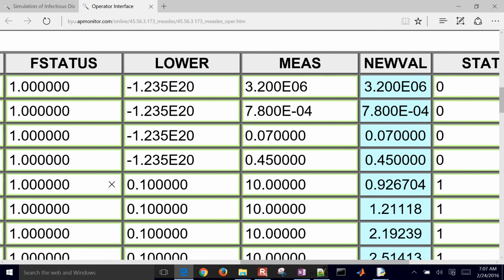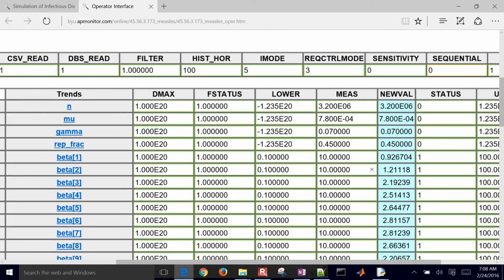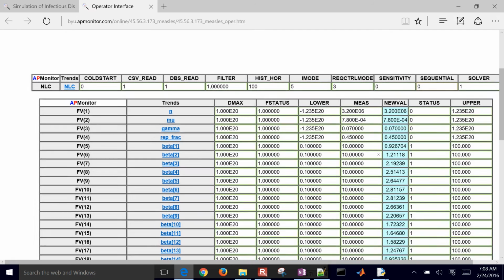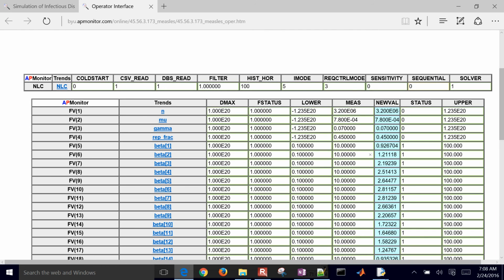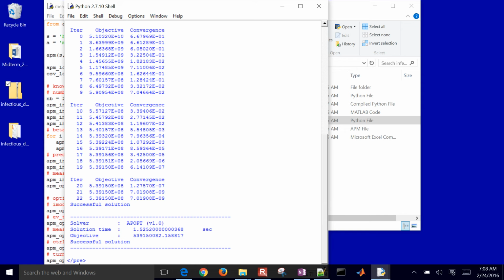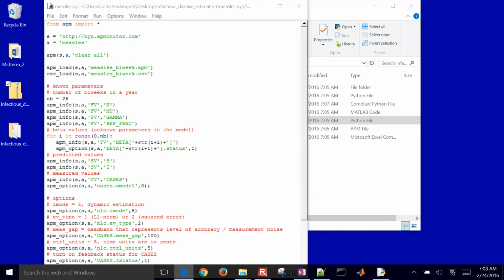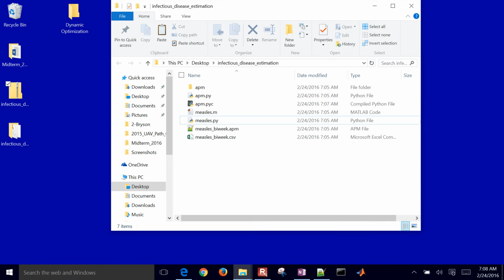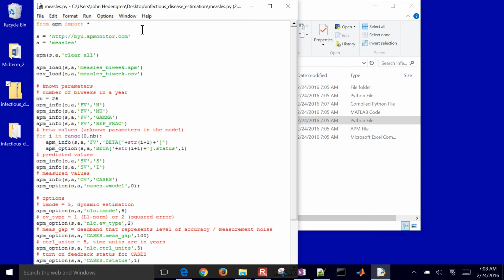If you scroll over, you can see it's 0.07. Okay, so we want to estimate that as well. This is kind of the recovery rate, and this is assumed to be known, but let's see if we can get a better fit to the data if we estimate this gamma value. Okay, so let's go ahead and just do this here in Python, or you can do it in MATLAB. It's going to be very similar.